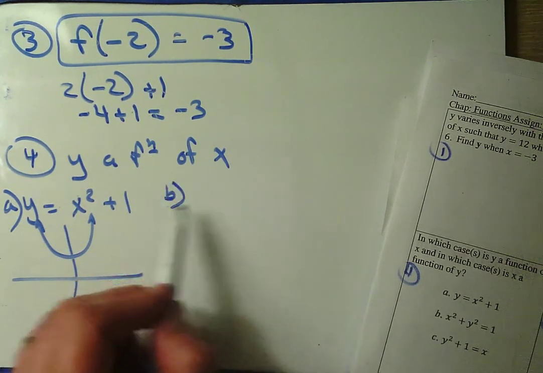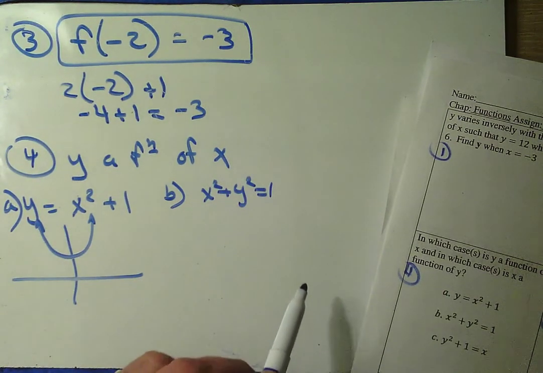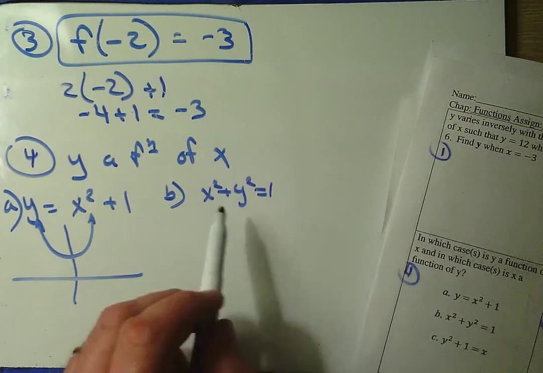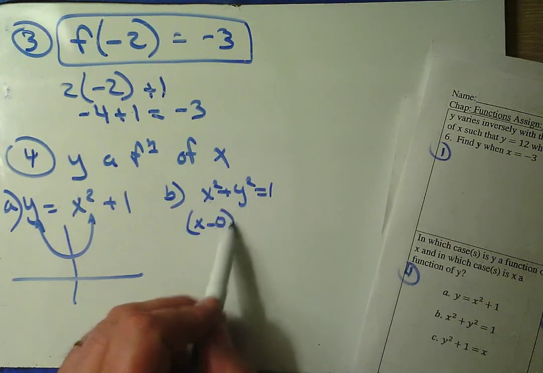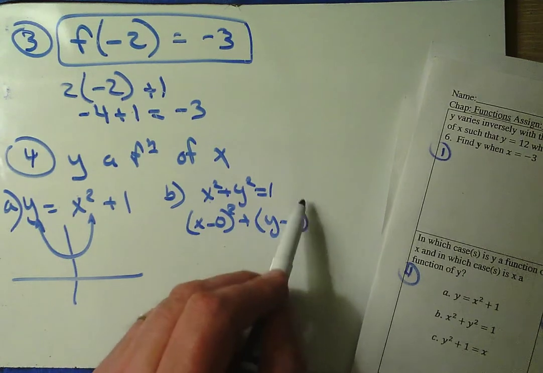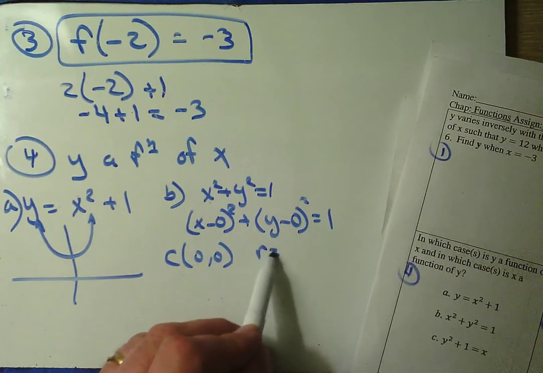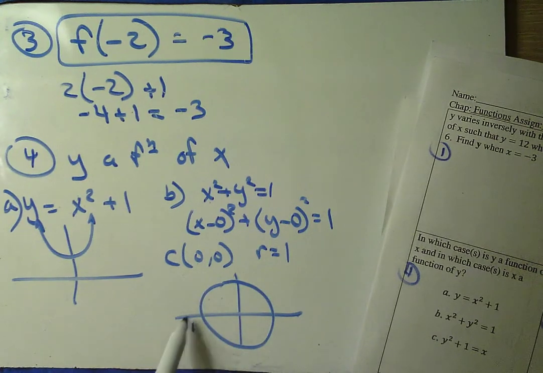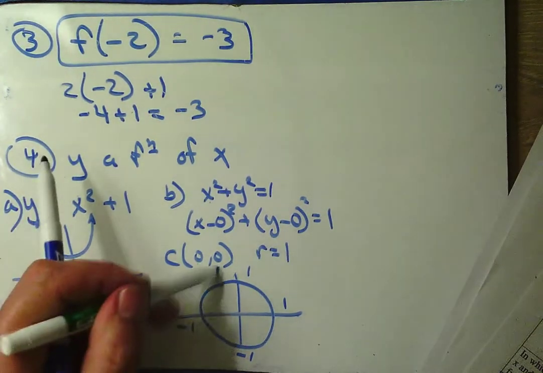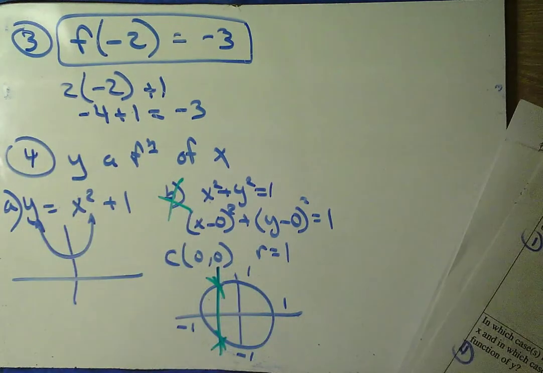What about B? x squared plus y squared equals 1. Well, after we had our algebra basics, we talked about graphing circles, and this is a circle, x minus 0 squared plus y minus 0 squared equals 1. The center of our circle is 0, 0. The radius is 1. Well, think about a circle with a radius of 1. Does that pass the vertical line test? Nope. I crossed twice. So this is not y as a function of x.